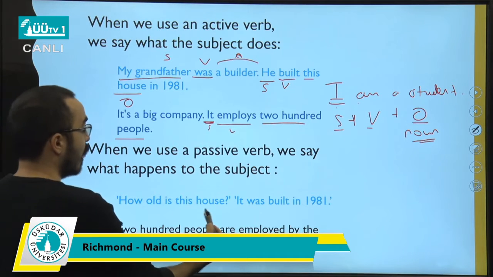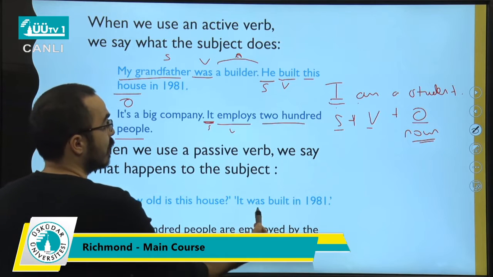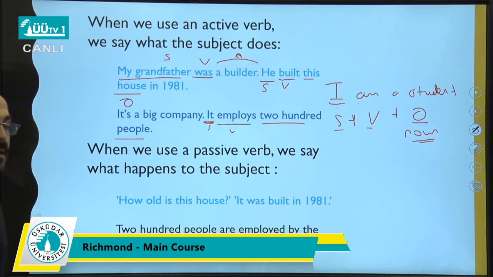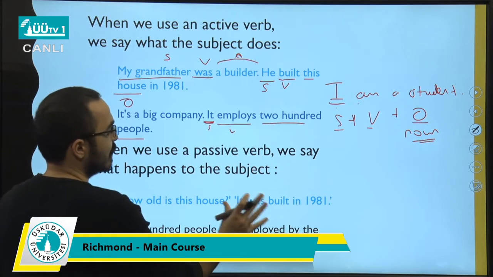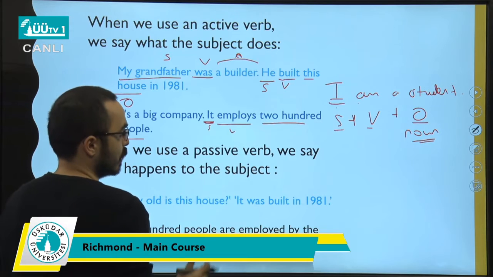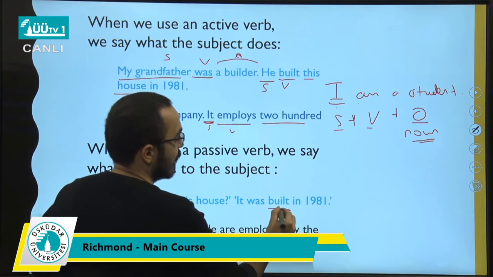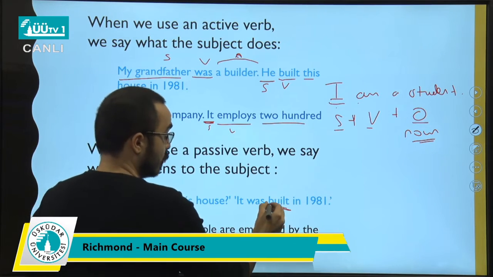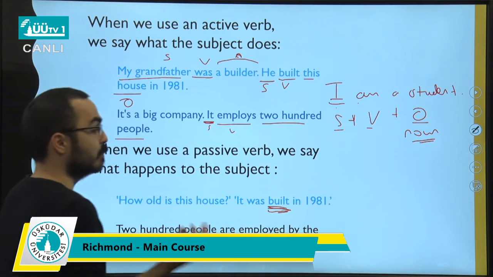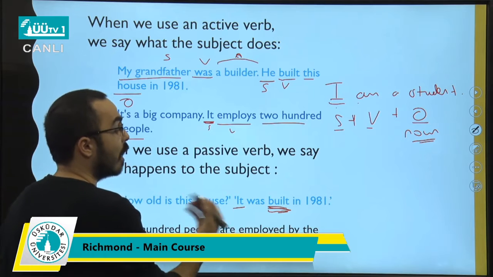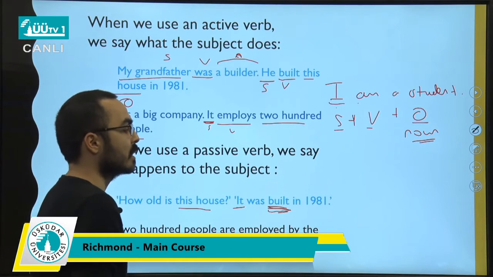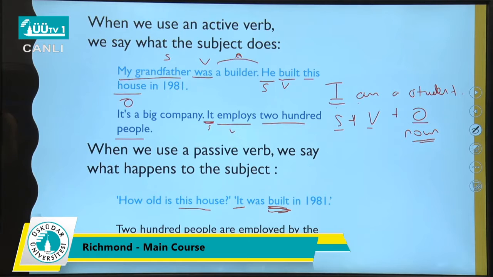For example, how old is this house? It was built in 1981. So let's look at this. Let's look at the sentence, people. So what's the verb here, right? Build, right? We say the verb is built here. Okay. So what was built? It was built, right? The house. What do I mean by it? This house, right? And it was built by somebody, right?